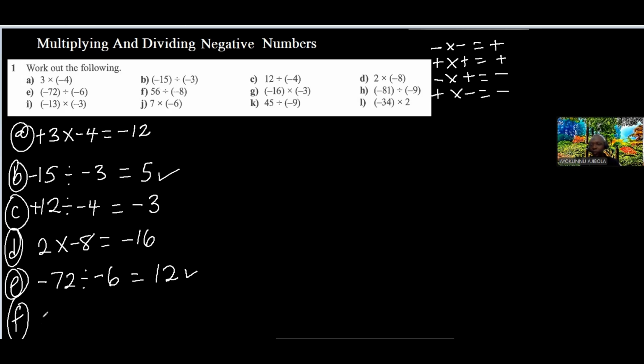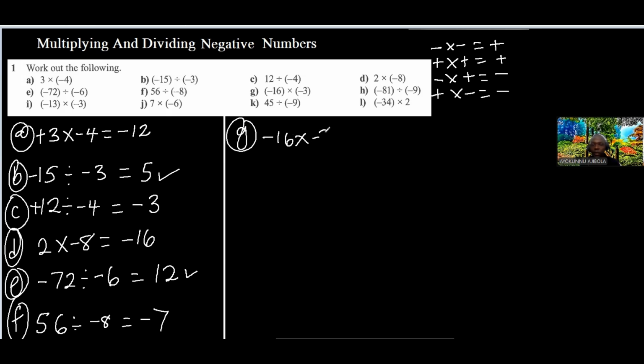So F, we have 56 divided by negative 8. So 56 doesn't have a negative, so the negative remains. Then we have 56 divided by 8 to be 7. And the next one, we have G. We have negative 16 times negative 3. So negative times negative is positive sign. Then 16 times 3 is 48.